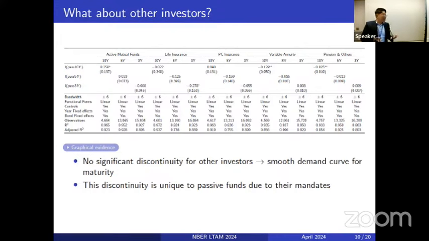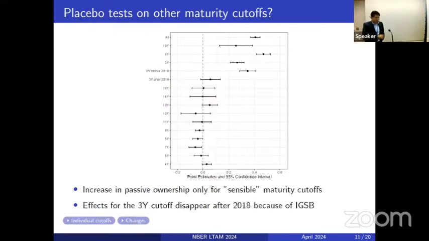So this makes sense to us because all these institutional investors, despite having their own preferred habitat over the term structure, don't have a mandate that forces them to purchase or sell bonds at a specific time to maturity. As a result, they are able to rebalance their portfolios slowly to avoid high transaction costs. So the conclusion is that the discontinuity is unique to passive funds.